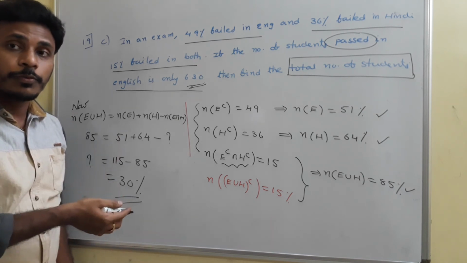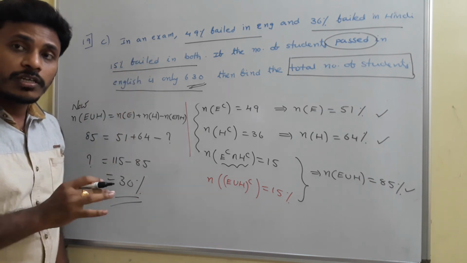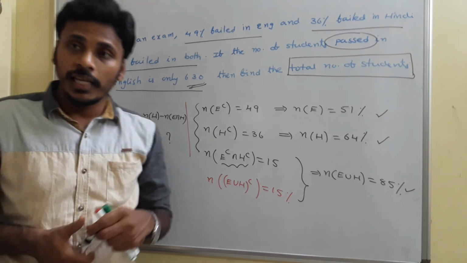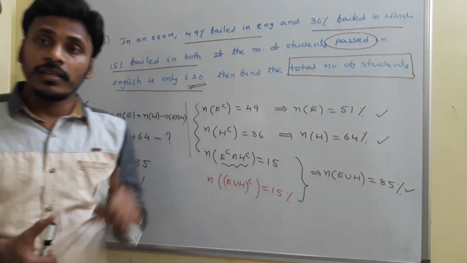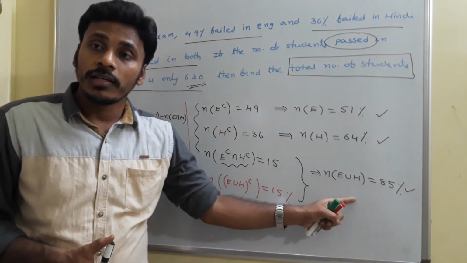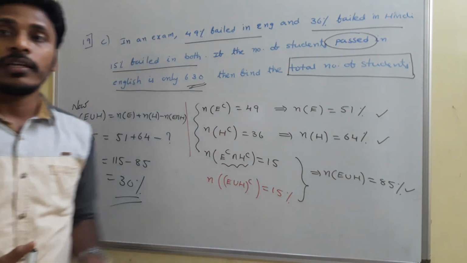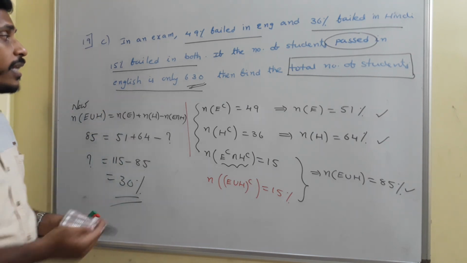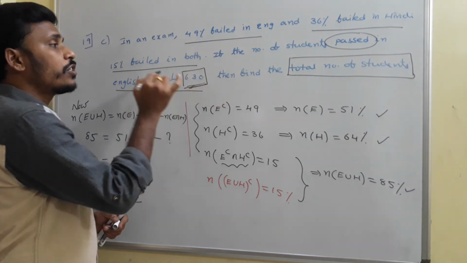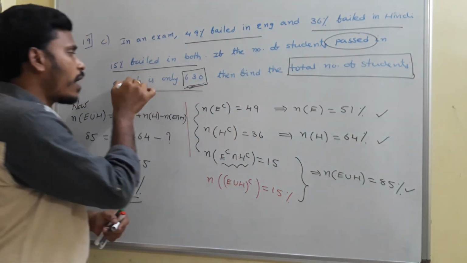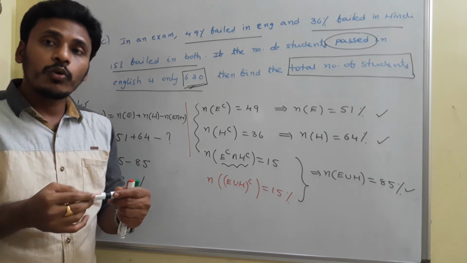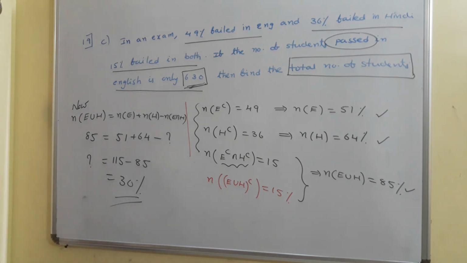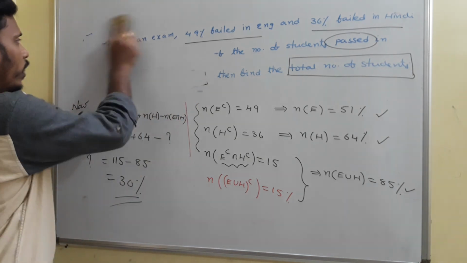Okay, I still need some space, so I will erase the question. You just have a look once again. At the end, what do I have? 51% passed in English, 64% passed in Hindi, 85% passed either in English or in Hindi. Then from the formula, 30% passed in both the subjects. But here 630 is the number of students who passed in English. So you need to calculate the percentage related to that number of students who passed in English, so I need to calculate English only.